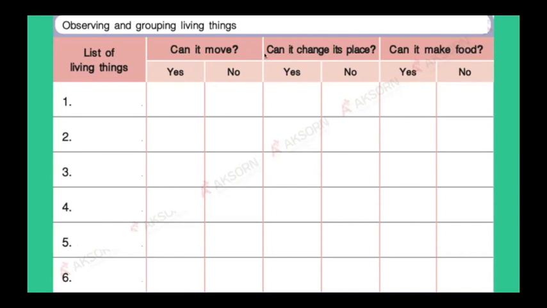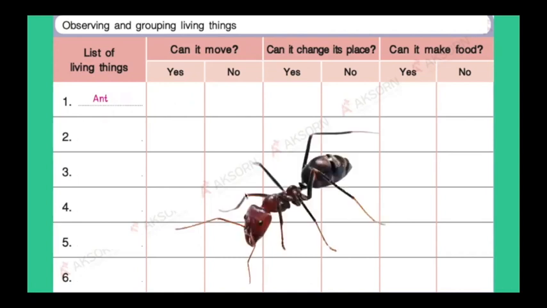So, list of living things, it is the top row, and next row it is number 1. Let's observe some ant, for example. I observe living things around myself, and I found ants in the kitchen. I forgot to put honey back in my fridge, and I found ants. Write down number 1, ant. This is an ant. Look at this picture.